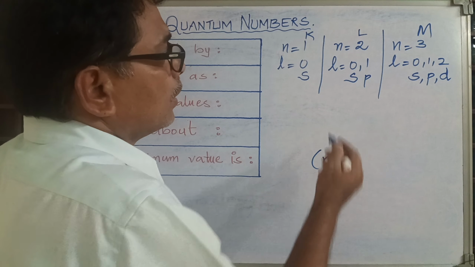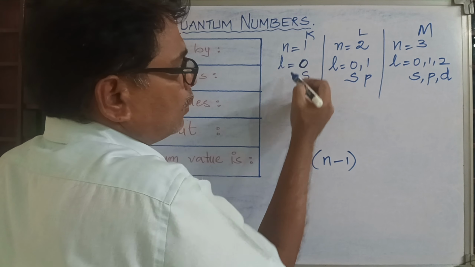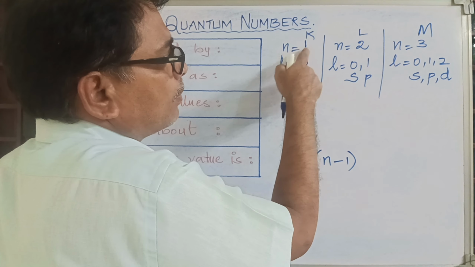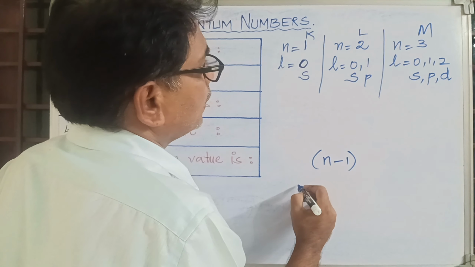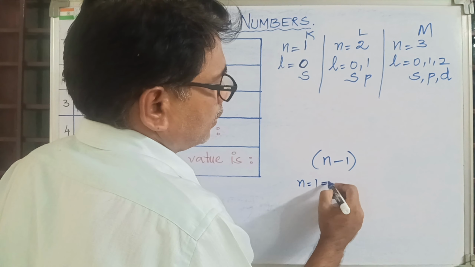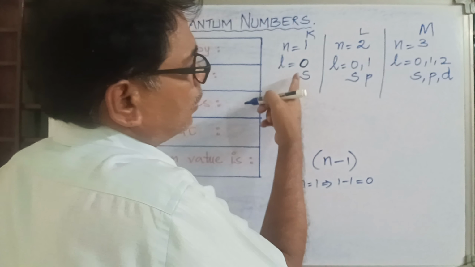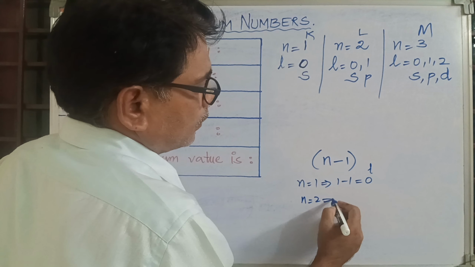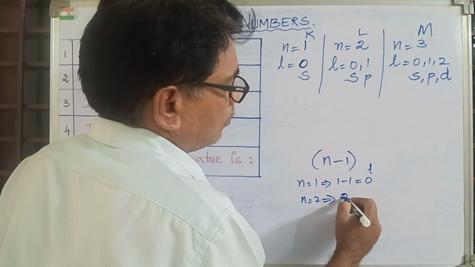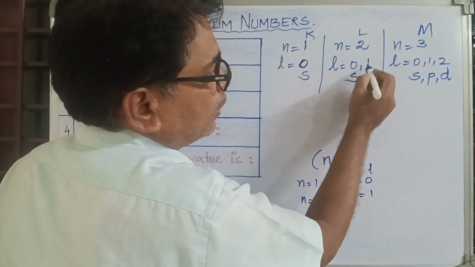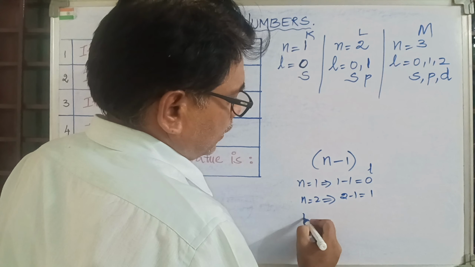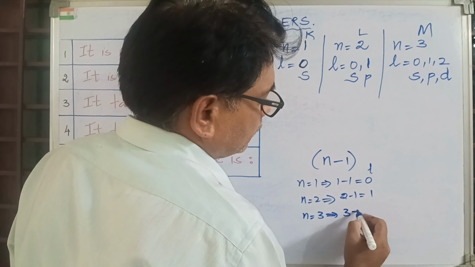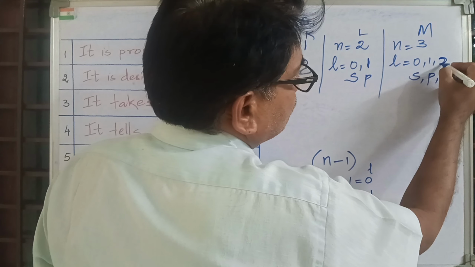The highest l value appears to be 1 less than n. What is your n here? 1. So 1 minus 1 is 0, and the maximum value of l is 0. Now for n is equal to 2, the formula gives 2 minus 1, which is 1. So the maximum value of l is 1. Next, n is equal to 3: 3 minus 1 is equal to 2. So the maximum value is 2.